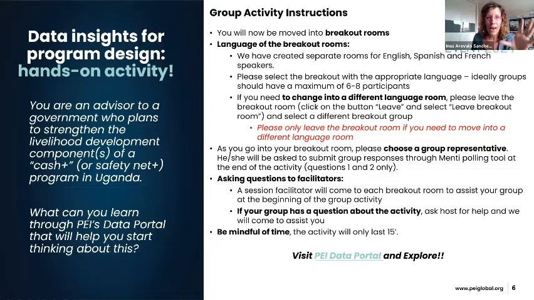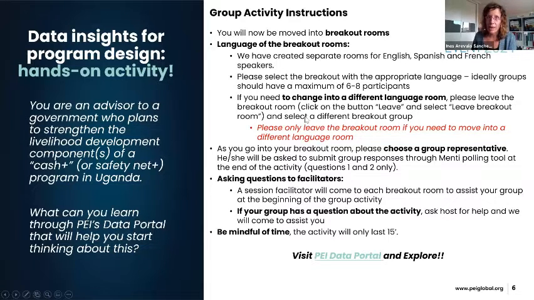So we have created breakout rooms. When you click on the breakout icon, you'll see the different groups that are available. We have created 2 for Spanish, 2 for French, and 8 for English. The ideal would be that there is a maximum of 6 to 8 people in each group. So please select accordingly. If you are in a group and need to change, you can go back to that menu and self-select to another group.